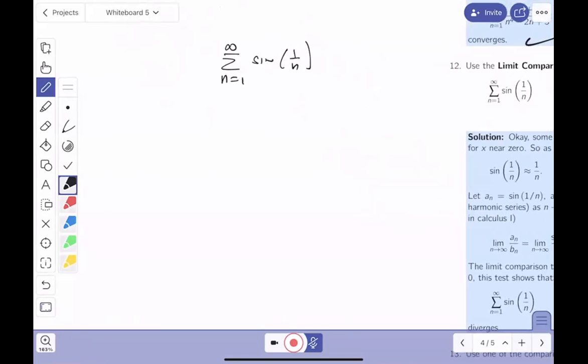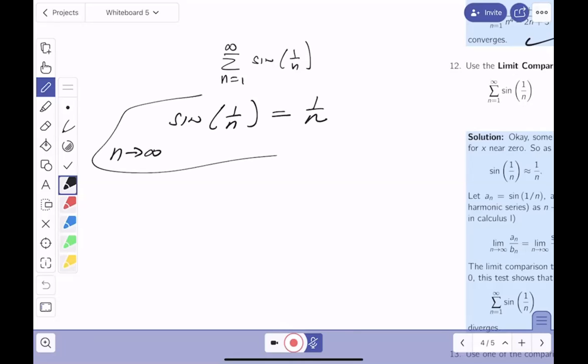So what I'm going to claim over here is that sine 1 over n, as n goes towards infinity, looks just like 1 over n as n goes to infinity. I'm going to say they look just like each other. All right, so for comparison purposes, I'm going to compare this series here to this series, which I know is a divergent p-series.